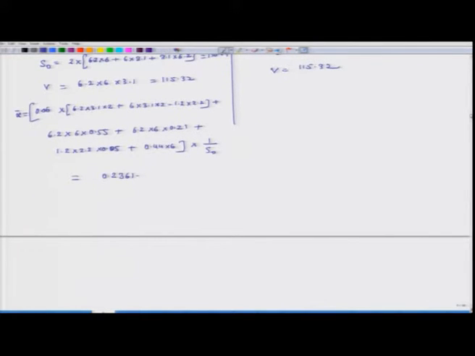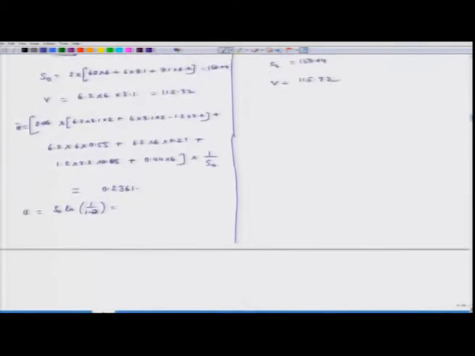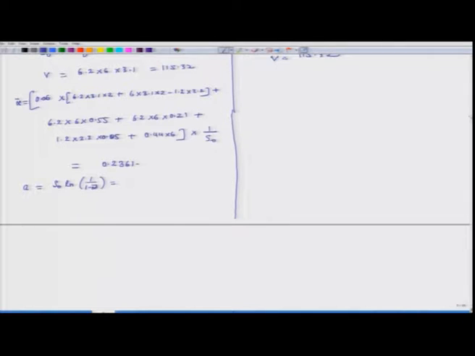So, what we had calculated was that alpha bar is 0.236 if we use the first method, and using this I compute A to be S naught natural log of 1 over 1 minus alpha bar, and S naught we have already computed as 150 square meters. So, what I get from this is 40.41 meter square.